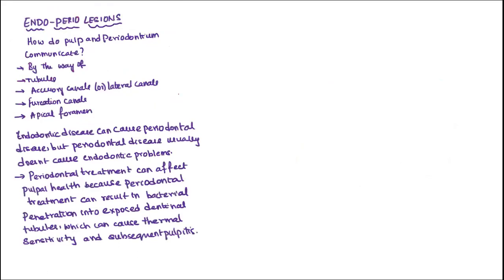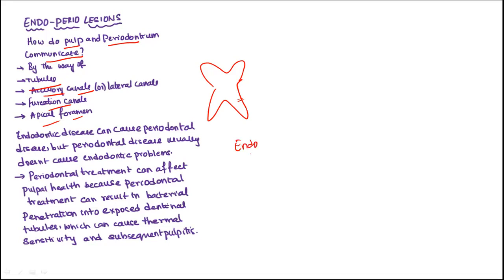Okay, now, how do pulp and periodontium communicate? By way of tubules, accessory canals. Suppose due to accessory canals there might be damage, and furcation canals, apical foramen. Endodontic disease can cause periodontal disease, but periodontal disease usually does not cause endodontic problems. So endo disease can cause perio disease, but perio disease does not cause endo disease.